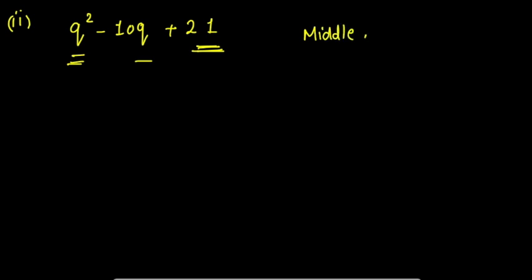Now let's have the second part of the question, which is q square minus 10q plus 21. Again, it is in the form of a quadratic equation. See, the powers of q are decreasing, but again 21 is not a perfect square number. The first term is a perfect square number. This is not a perfect square number. So we will use middle term splitting.